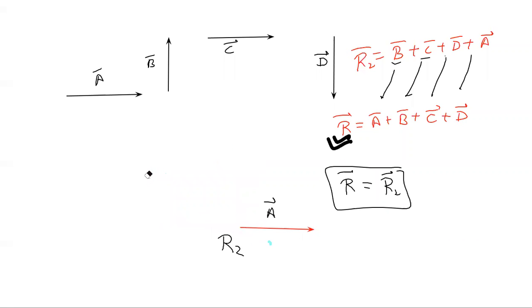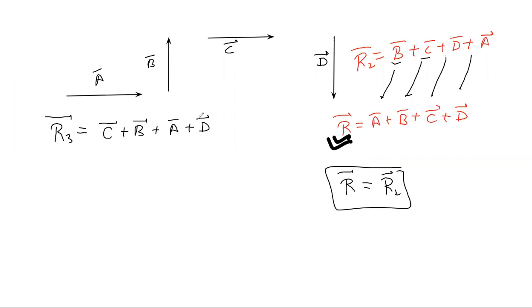If we want to check this concept, take another example. We want to calculate R3 vector. R3 vector is C plus B plus A plus D. So we want to calculate C plus B plus A plus D. First of all, we start the diagram with the help of C. So C vector is in this direction.